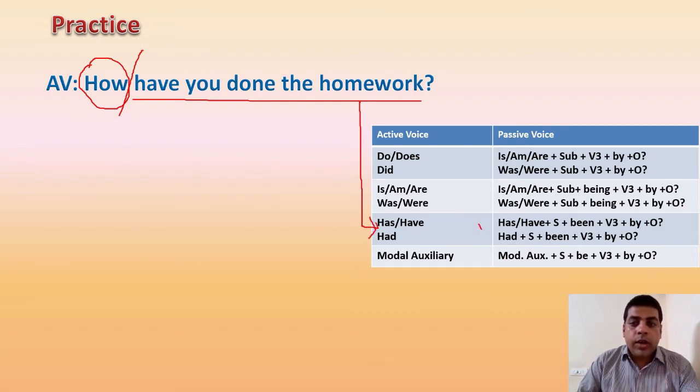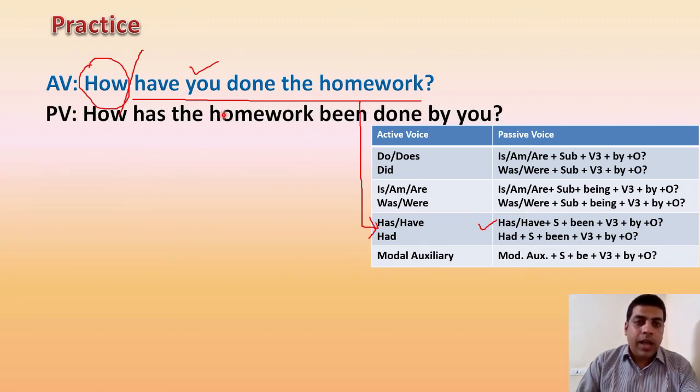Now for that, we already know how to convert that one to passive. So what will happen here? Has the homework been done by you? That will be the answer for this yes-no part. But after that, what we need to do is only bring back the WH word. So this WH word will come back and the answer will be written straightforward. So the answer is going to be, how has the homework been done by you? That will be the answer. How has the homework been done by you?